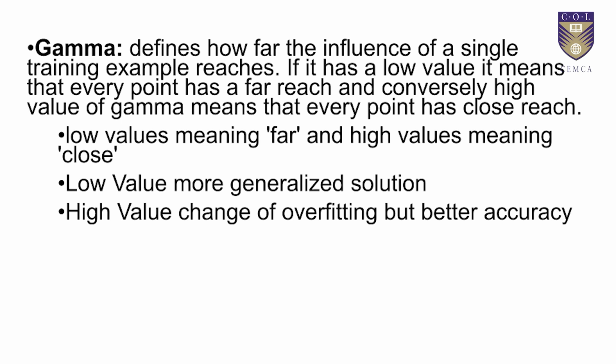But if the value of gamma is very high, then points which are closer to the decision boundary would have much more influence on the nature of the decision boundary, and hence the decision boundary would form much more of a curvilinear structure and it won't be very generalized. So we need to find the optimum value of gamma along with the optimum value of C to find a model which best suits our needs.